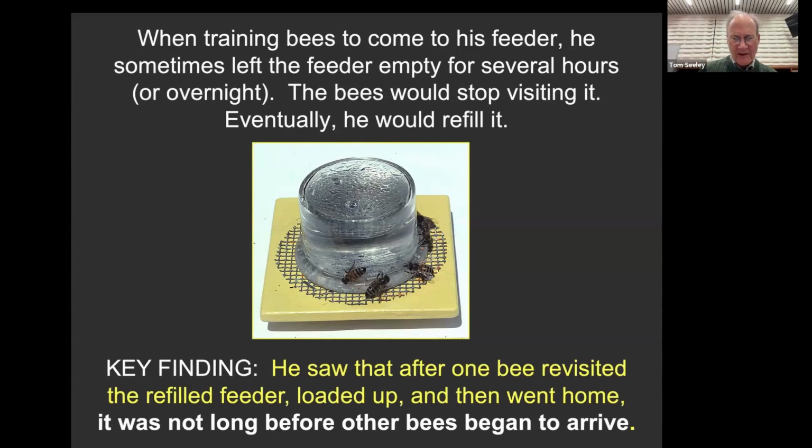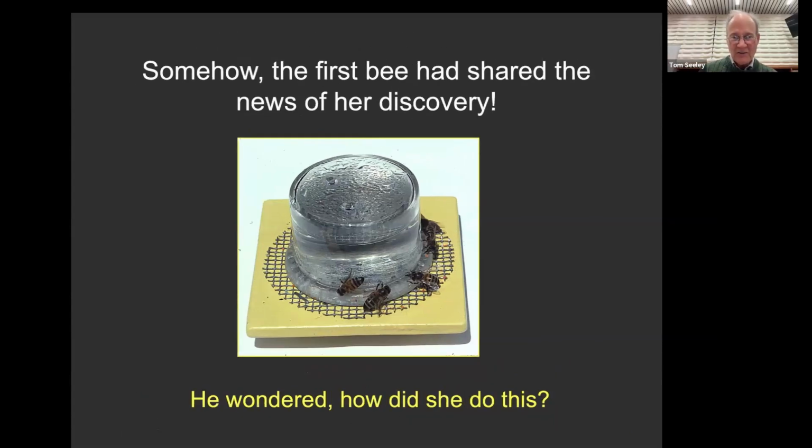What he found was that after one bee revisited the refilled feeder, loaded up, and then went home, it was not long before other bees began to arrive. In other words, this little dish of food might sit there for an hour empty, because it was a time the bees weren't used to finding food at the feeder. But as soon as one curious little bee came out and found it and discovered that it was full again, it wasn't long before other bees began to arrive at the feeder. This told him that somehow that bee had shared the news of her discovery. And he wondered, how did she do this?